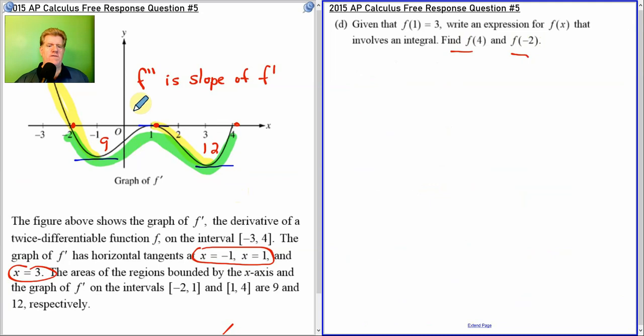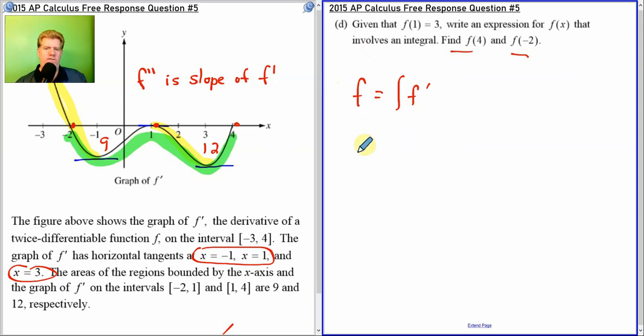Now remember, we're given the slope. We're given f prime. So to find f, we go that backward step. From f to f prime is a derivative. So from f prime to f is an antiderivative. So in general, f is going to be the antiderivative of f prime. Hopefully that makes sense because the integral of a derivative is the original function.